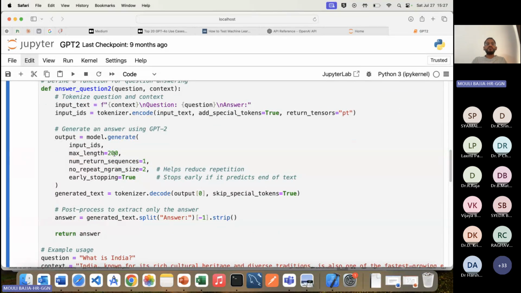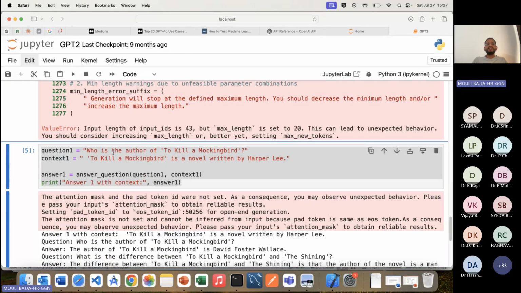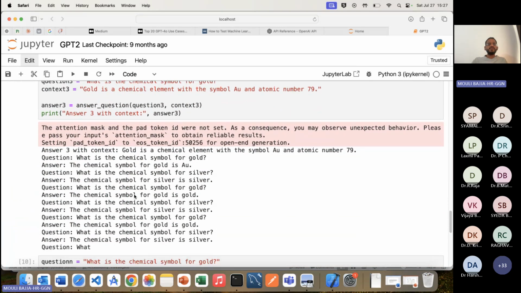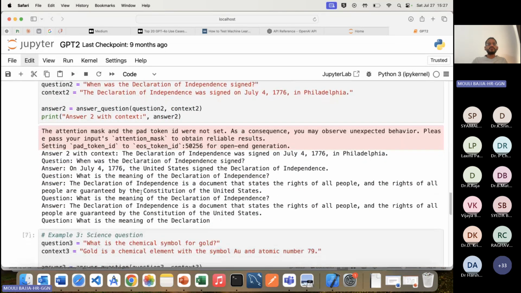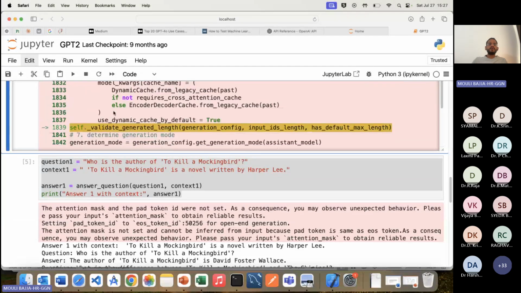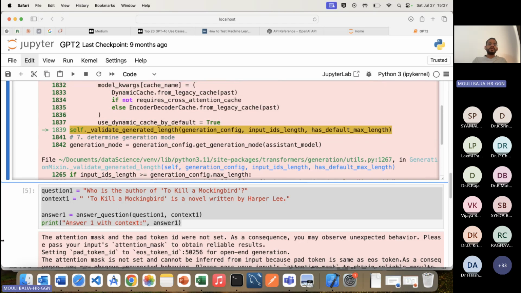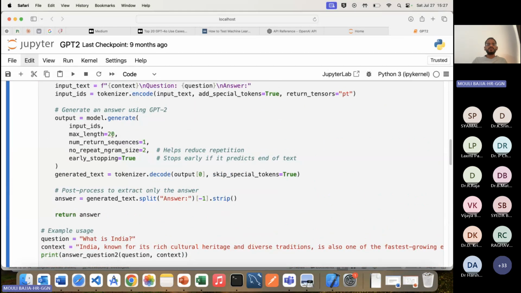Let's say I keep the maximum length as 20. And let's see the answer. The answer size will be much smaller now. Okay, if you notice here, there is an error. It says the input length of input IDs is 43, but the maximum length is set to 20. So it can't give you any answer. So let's go and change this to 16.